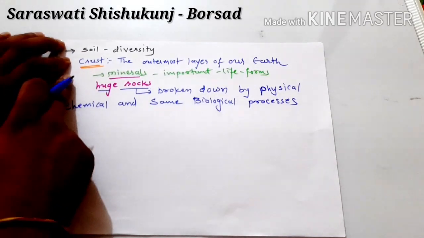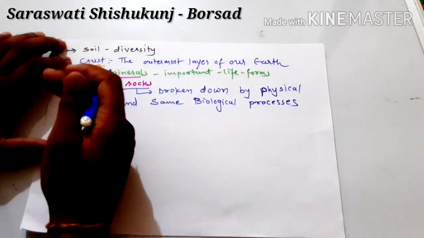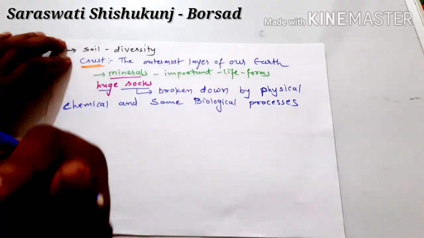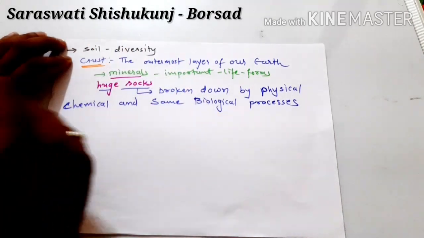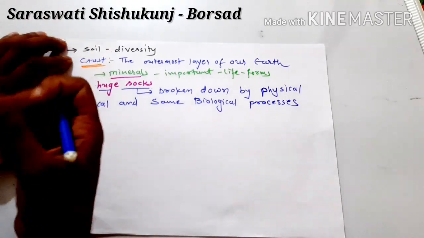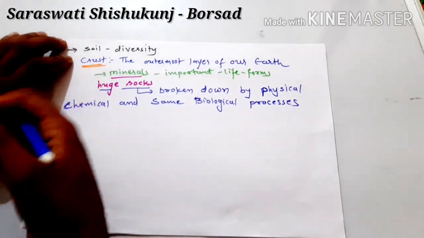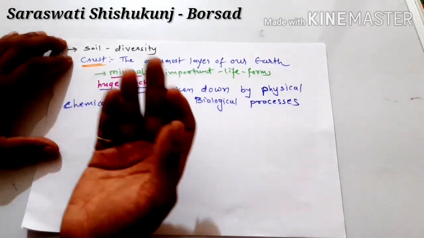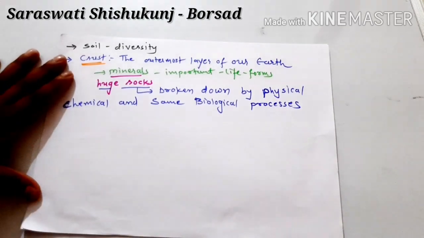Repeating again, the crust is the outermost layer of our earth. The mineral present in this crust is very necessary for life forms, but if it is in the form of huge rocks, it is not going to be delivered to the organisms. So it is necessary to break down these huge rocks into soil. For thousands and millions of years, these huge rocks are broken down by some physical changes, some chemical changes, and some biological processes.